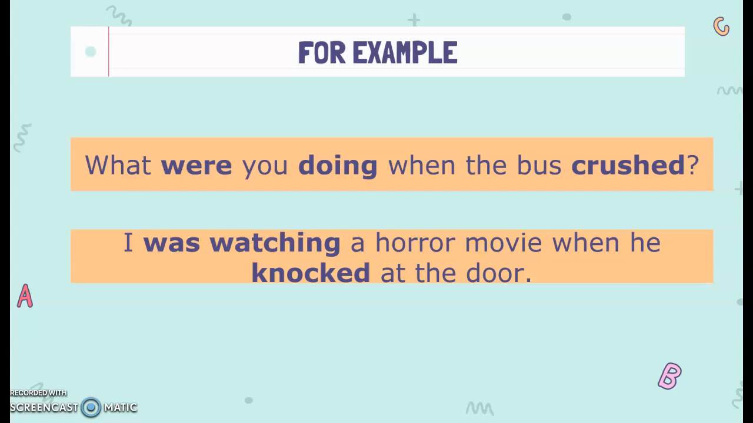For example, what were you doing when the bus crashed? I was watching a horror movie when he knocked at the door. As you can see, what were you doing is the long action, and crashed is the short one. In the second case, I was watching a horror movie would be the long action, and knocked at the door would be the short one.